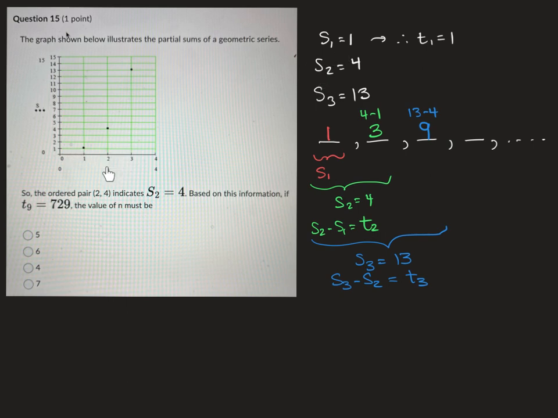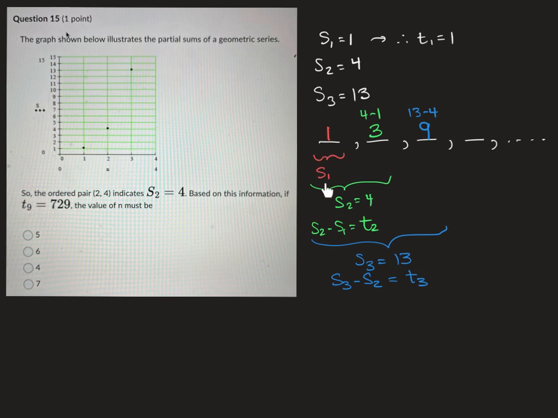And then S2 would equal 4, wrote that here. S3 would equal 13, wrote that here. Now what that means, those aren't the actual terms. What they are is the sum of the terms. So I've indicated that here. So S1 in this case would equal the first term because the sum of the first term is simply the first term.